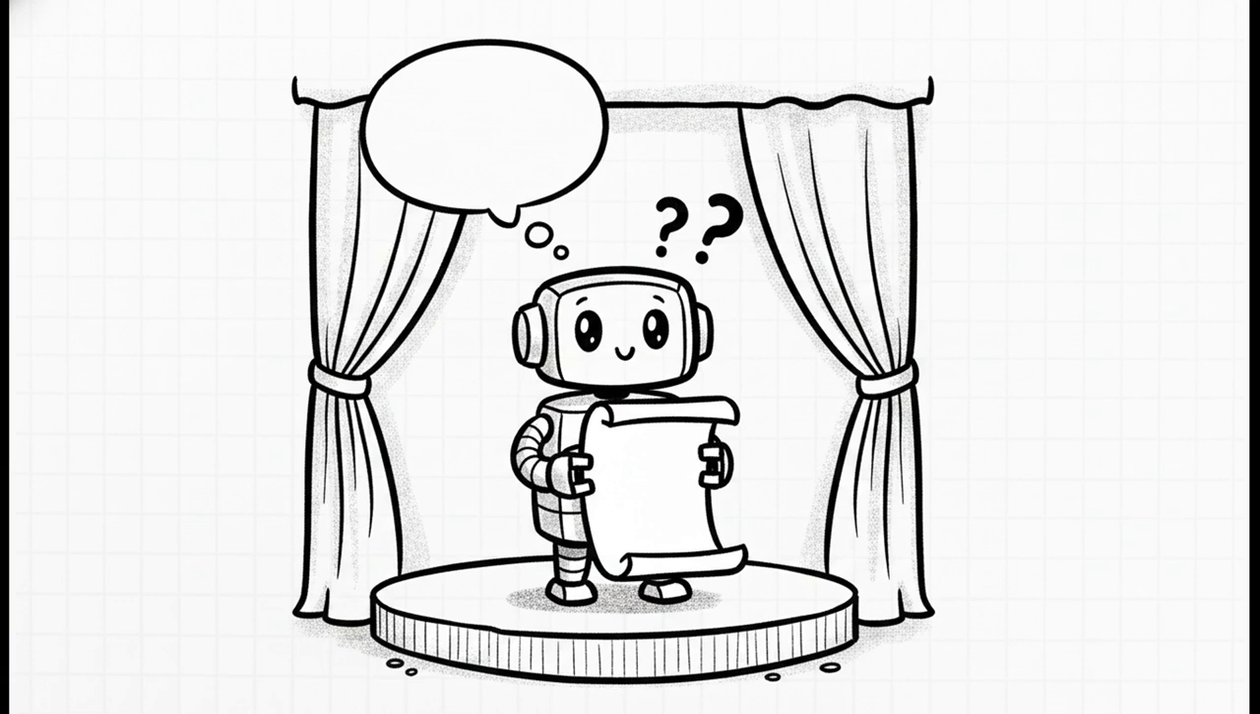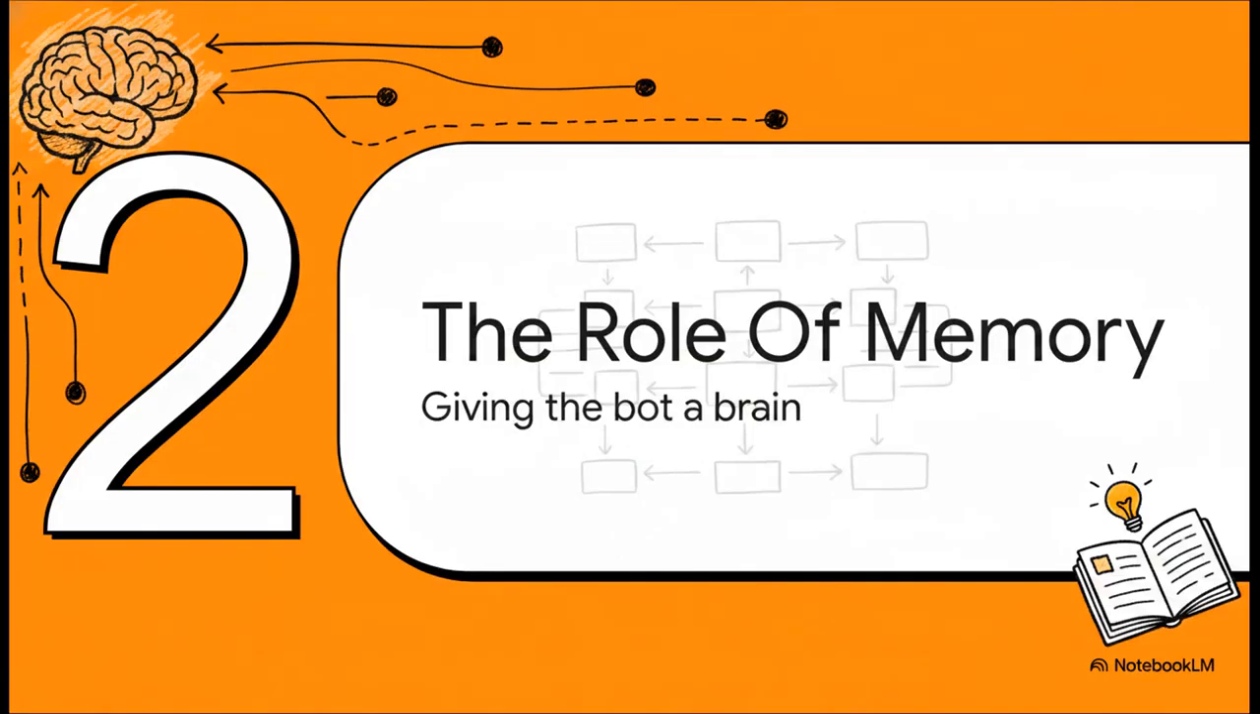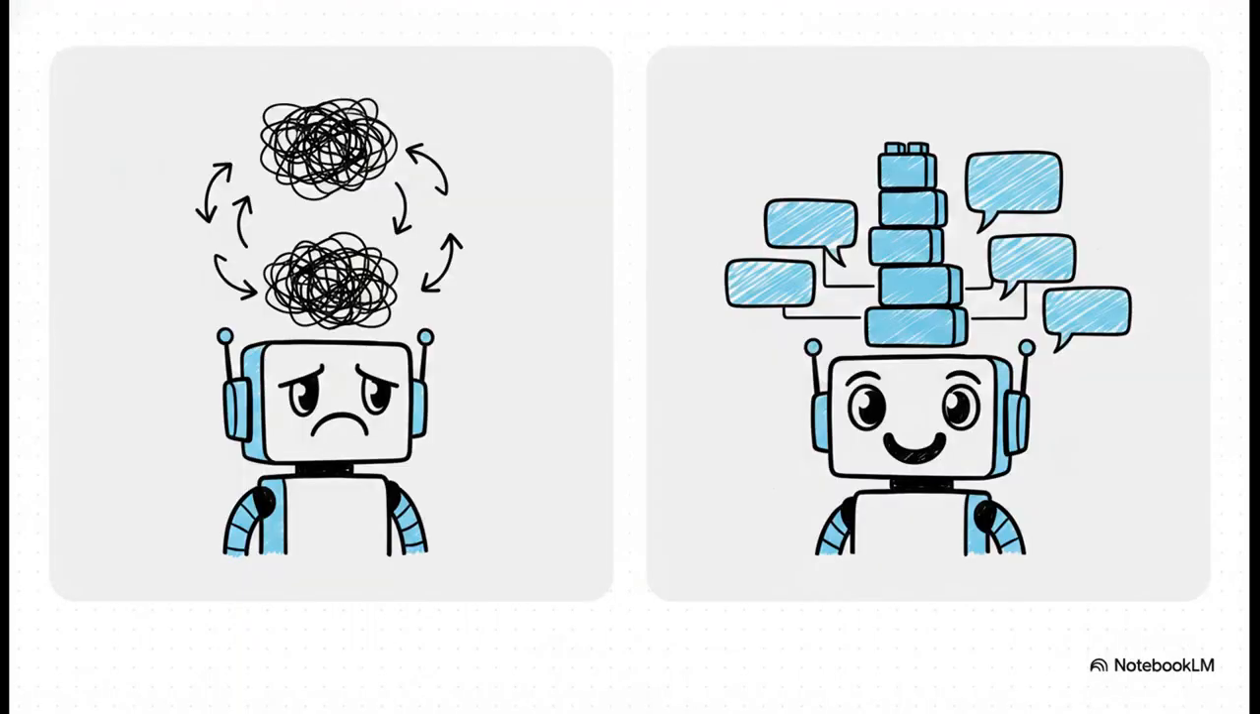So to turn that raw, incredible potential into a functional chatbot, we have to actually construct the framework that governs its behavior. We have to guide exactly how it processes information and responds to you. Which brings us to part two, the role of memory. This is where things get really interesting.